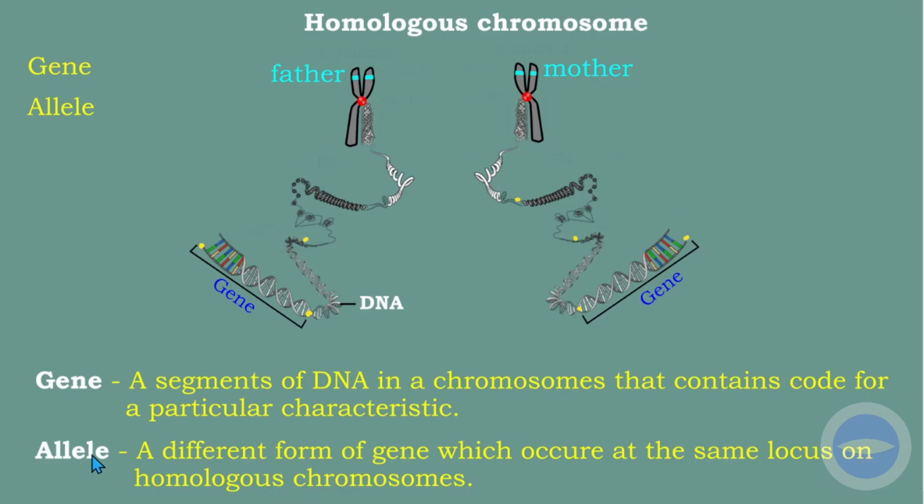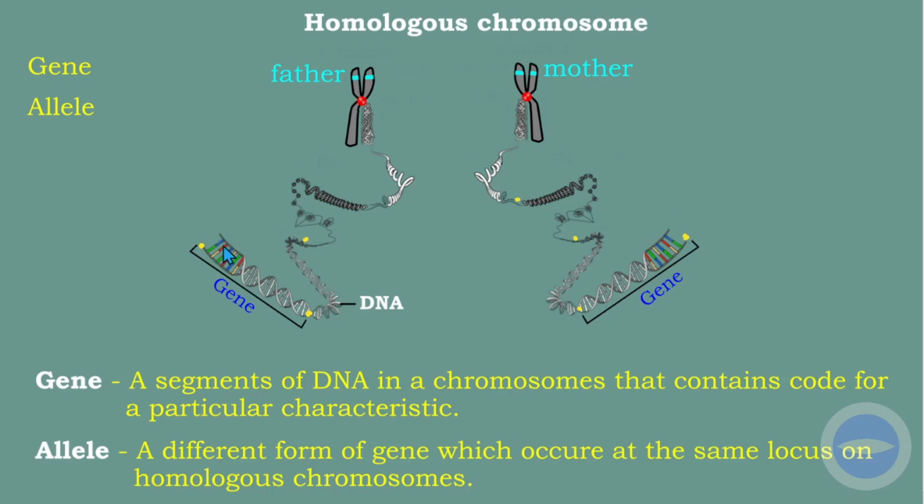And then allele. An allele is a different form of a gene which occurs at the same locus on a homologous chromosome. Here we have a gene on the father's side, and another gene on the mother's side. This gene from here to here and that from here to here are called alleles as they are together, because they are at the same locus. Locus means a particular position in a chromosome. These ones are at the same position, so these genes are called alleles.